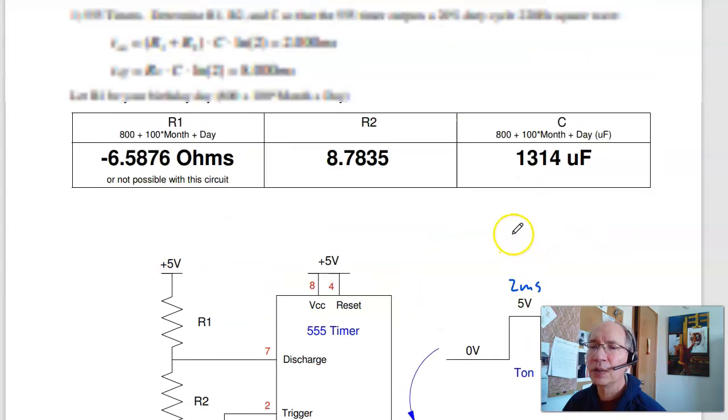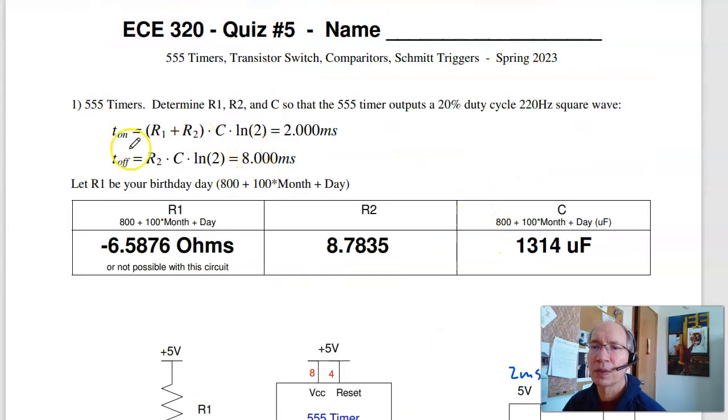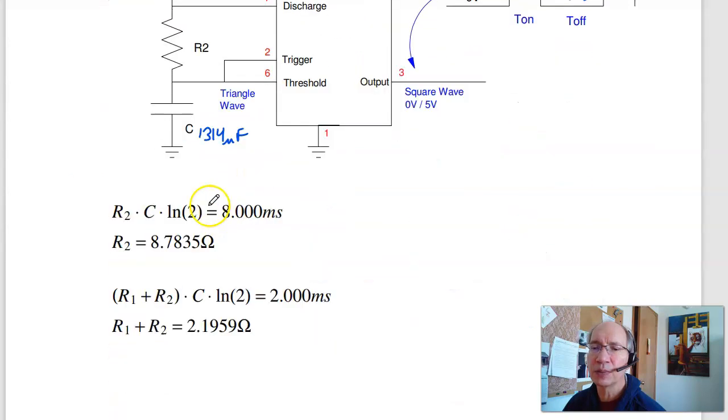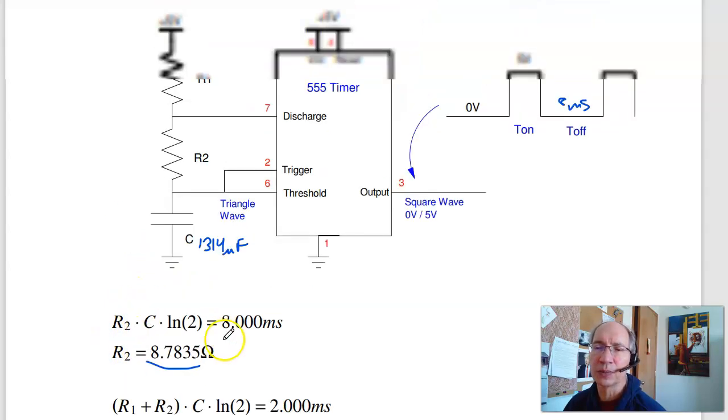The equations are up here. Starting with the off time, we have one unknown, solve for R2, and you get R2 times C times log of 2 is 8 milliseconds. R2 is 8.78 ohms. The second equation, make that equal to 2 milliseconds. This says R1 plus R2 is 2 ohms, which says that R1 is negative 6 ohms.